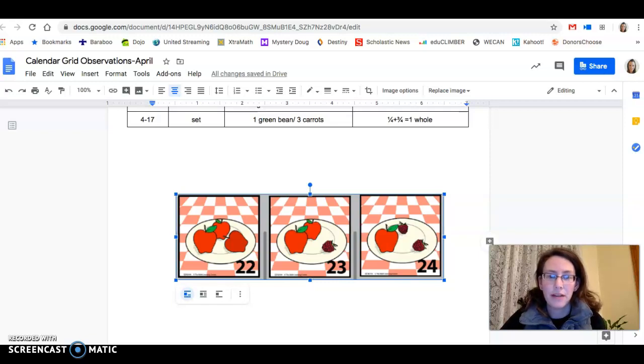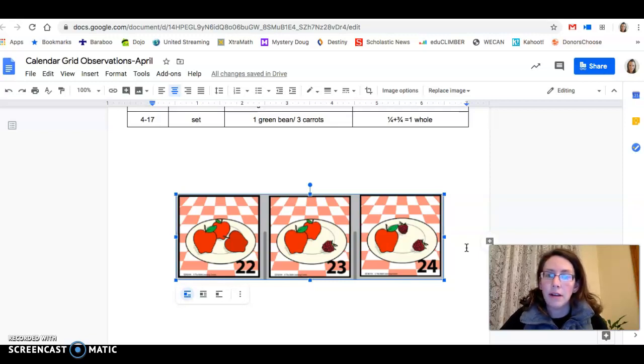I have pulled 3 calendar markers from off the calendar for the 22nd, 23rd, and 24th right in front of you. And with that piece of paper and pencil that you still have, hopefully, what I want you to do is write an observation for each one of these calendar grid markers. It can be a fraction. I'm noticing on all 3 of these plates, we either have apples or we have some raspberries or blackberries.